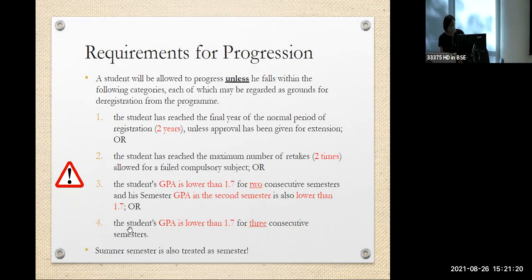And the last condition is the GPA is lower than 1.7 for 3 consecutive semesters. 連續3個 sem 嘅 GPA，呢個 GPA 係 cumulative GPA. Okay, this is the cumulative GPA that we are talking about. Okay, cumulative GPA lower than 1.7 for 3 consecutive semesters, then you will be deregistered. Okay, so summer semester is also treated as a proper semester, so be careful.